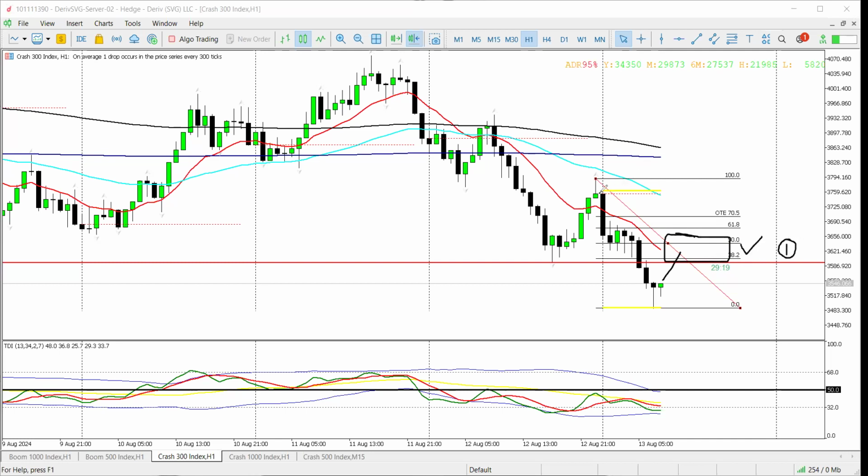Point of interest number two will just be this level. Sometimes price will create equal highs. So we've got this high and we've got this level where price can still tap into. That will be point of interest number two. For now, I'll say those are my only points of interest.